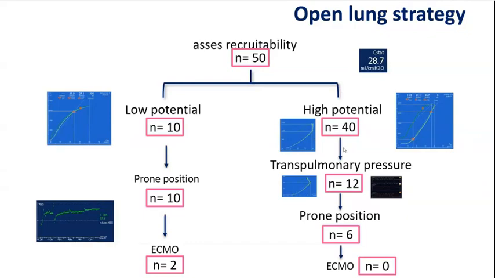Most of these patients were managed with a recruitment maneuver and a decremental PEEP trial, and we had to use as a second line the transpulmonary pressure in 12 of these patients, and it was quite good for 6 of them. We still had to prone 6 of them, and none of these patients required ECMO.